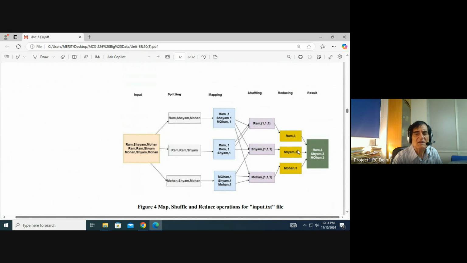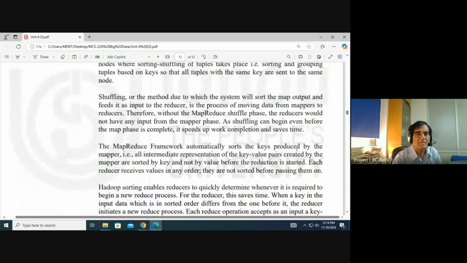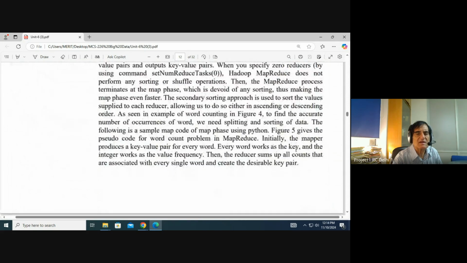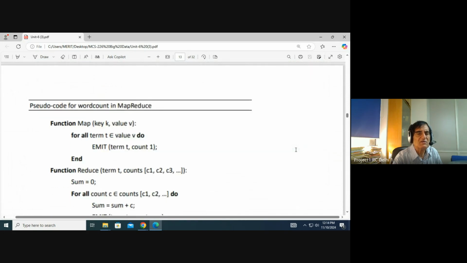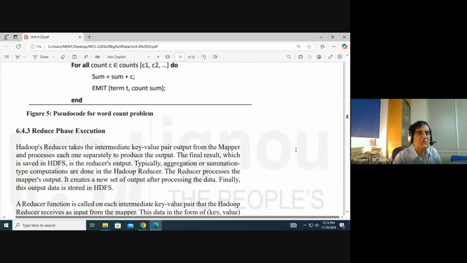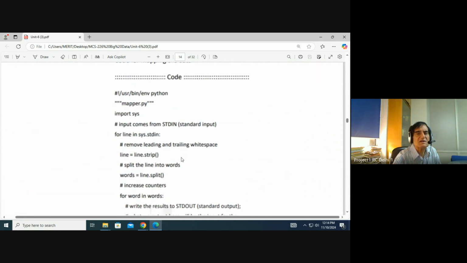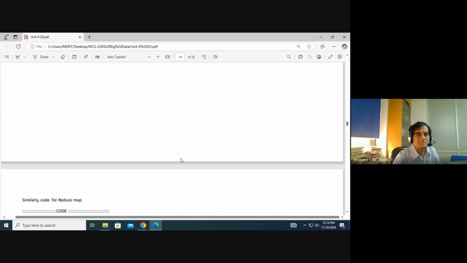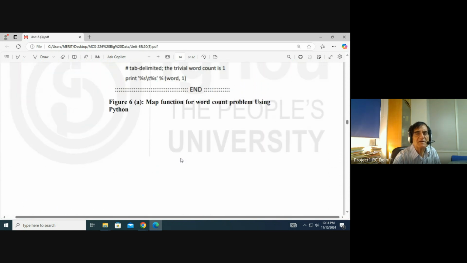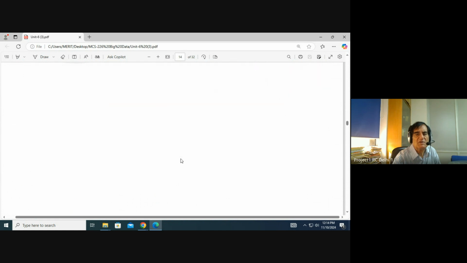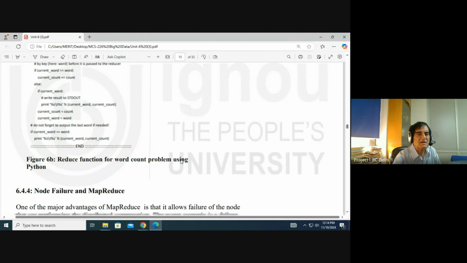So that's what the reduce does. Shuffling this, and you can just go through this and you will see it's a reduce phase execution. Hadoop reducer takes the intermediate key value pair output from the mapper and processes each one separately to produce the output. So that's where it reduces the file. So this is the program, the MapReduce map function for the word count problem using Python. So that's where it is.